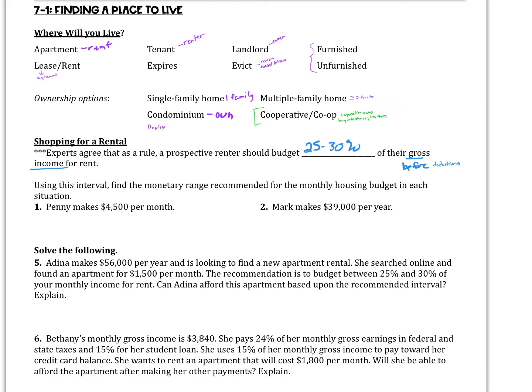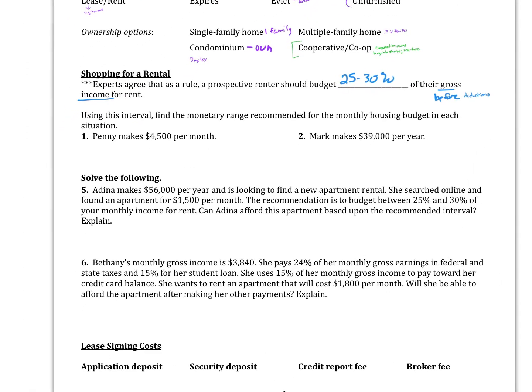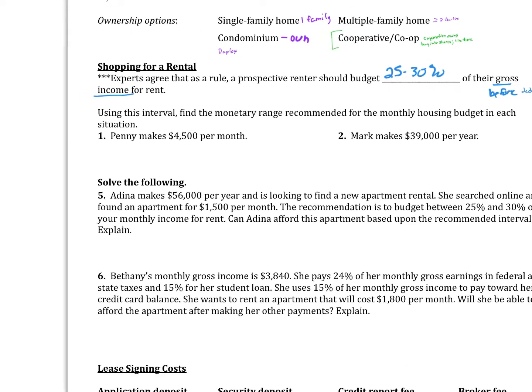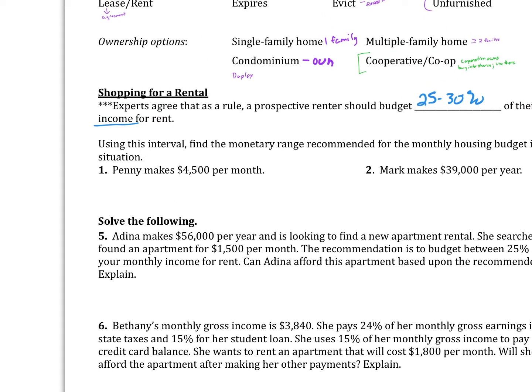So the first type of problem that you're going to see using the mathematics is this: using this interval, find the monetary range recommended for the monthly housing budget in each situation. So if Penny makes $4,500 per month, let's write a compound inequality. We're going to think about what 25% of that amount would be, and what 30% would be. That's going to give us this compound inequality.